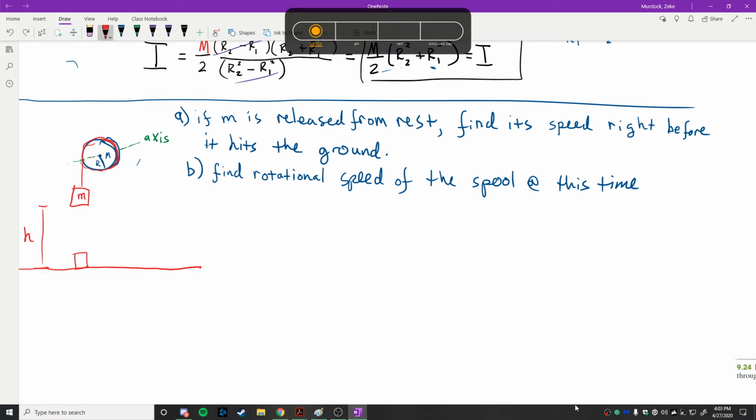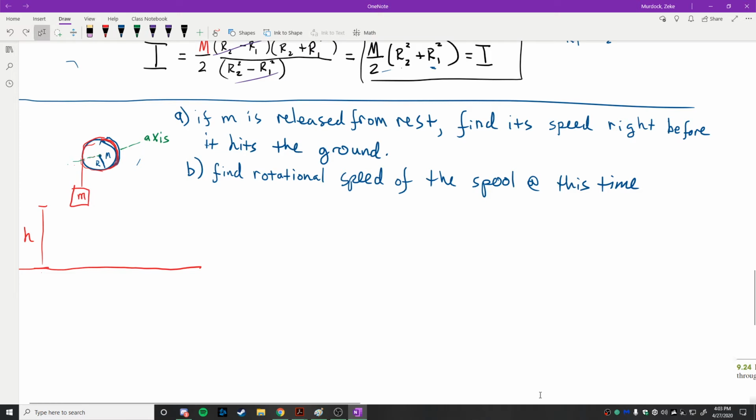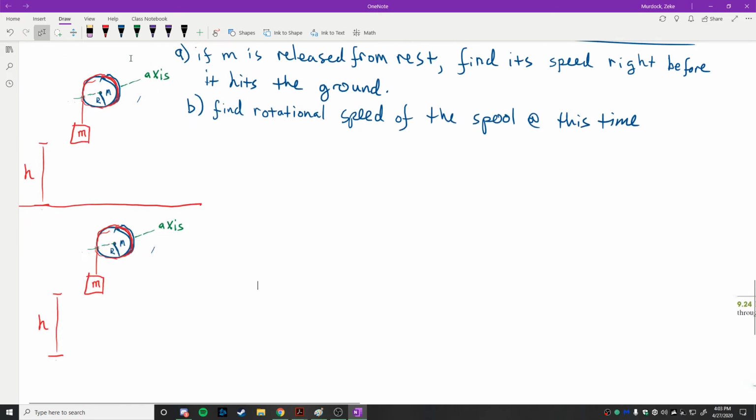Okay, let's draw it as a second picture. We'll just take our picture here, copy it, and then move the mass down a little bit. That way we can have two different situations. So here's the ground. The mass M is now going to be here, and the string is going to be on the ground.